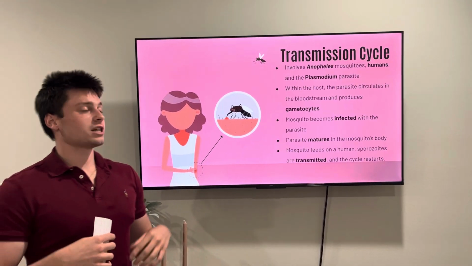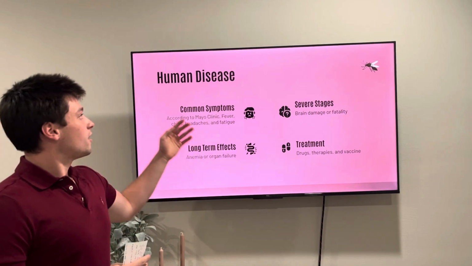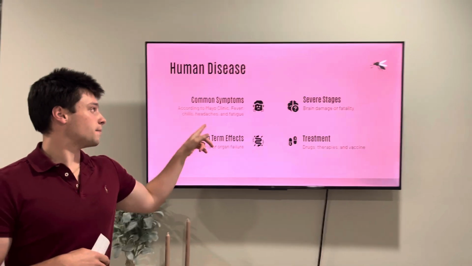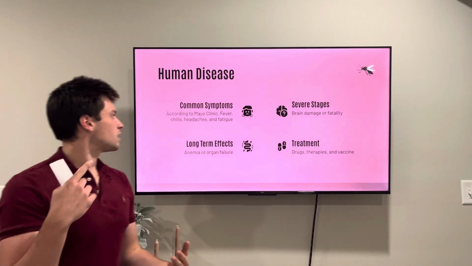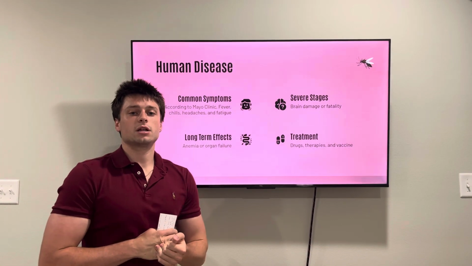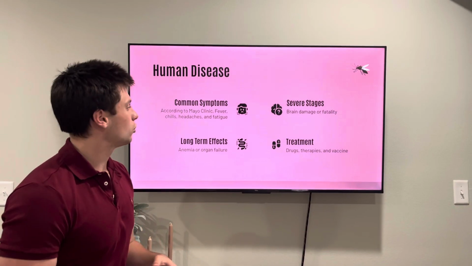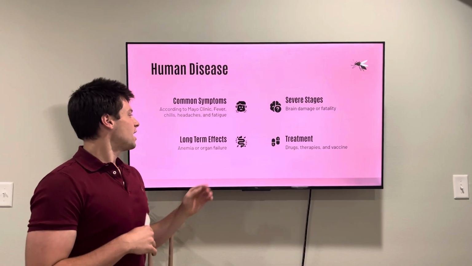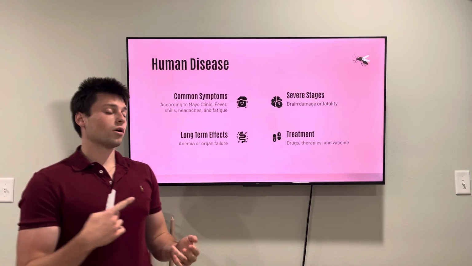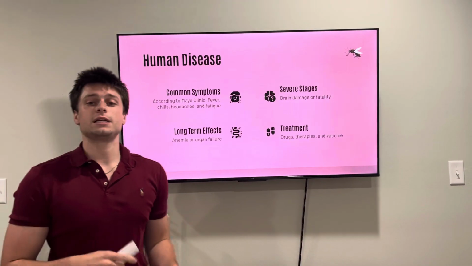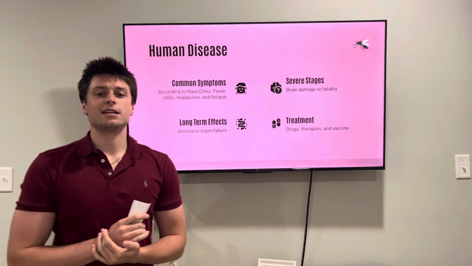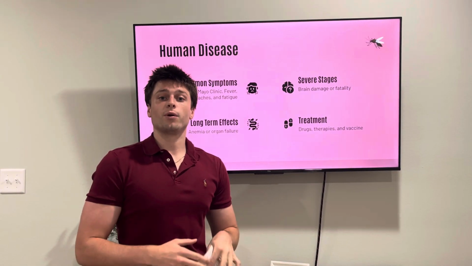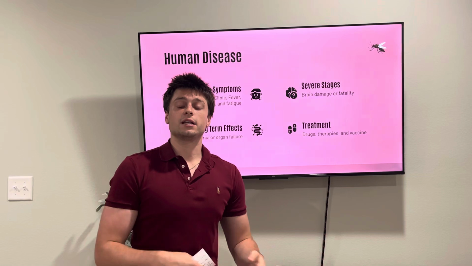Now, when the transmission cycle is done and over with, the human disease and the effects come into play. Common symptoms according to Mayo Clinic, fever, chills, headaches, and fatigue, can be seen, just as simple as a cold or a little bug. But when it comes to severe stages, we can see brain damage, fatality, and then long-term effects, anemia or organ failure. And then treatment-wise, we see drugs, therapies, and even vaccines, while a lot of funding and organizations are constantly being kept up to see if we can get better prevention of malaria.